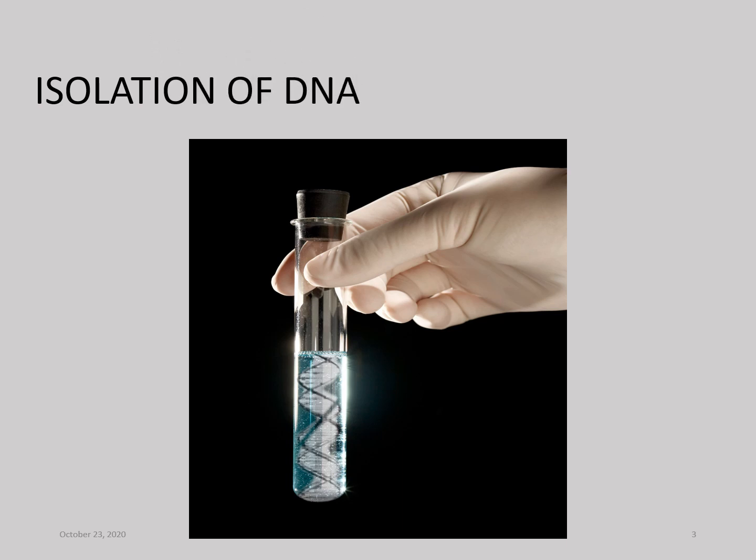Here, DNA is made of chemical building blocks called nucleotides. These building blocks are made up of three parts: a phosphate group, a sugar group, and four types of nitrogen bases. There are adenine, guanine, thymine, and cytosine.